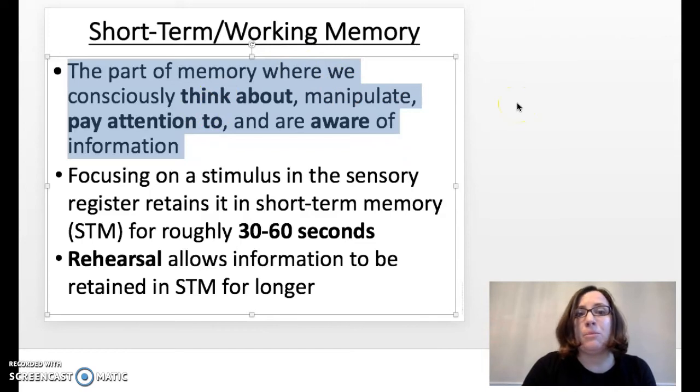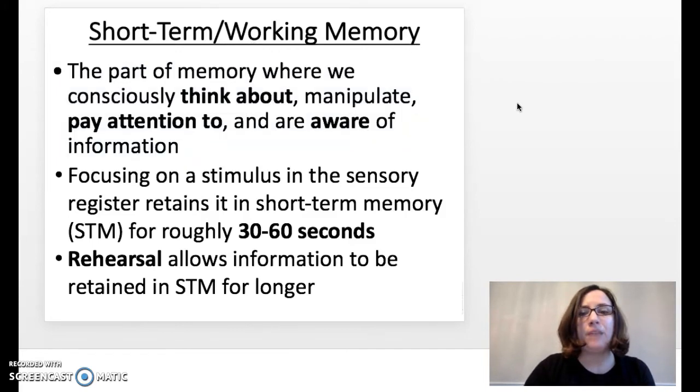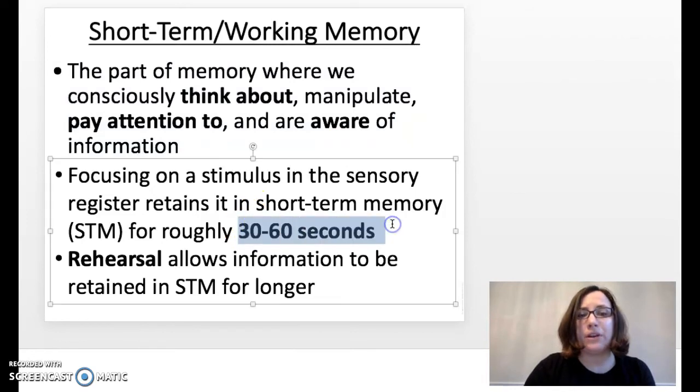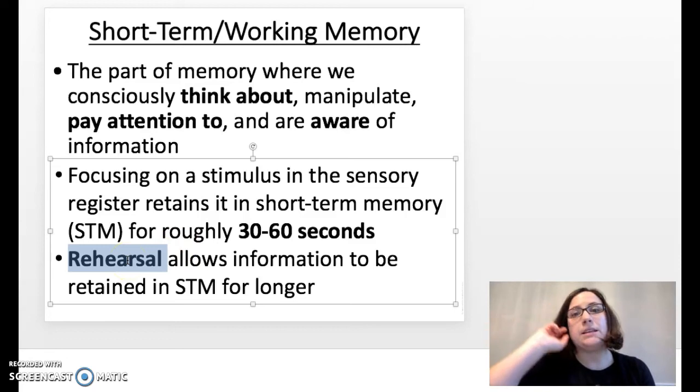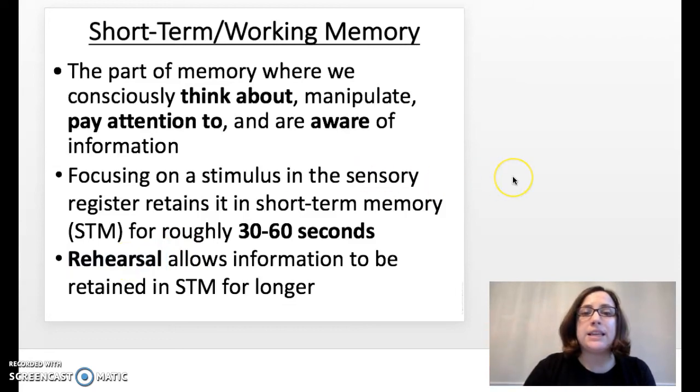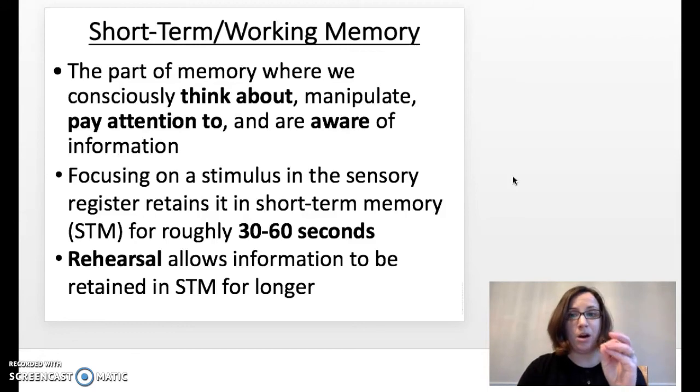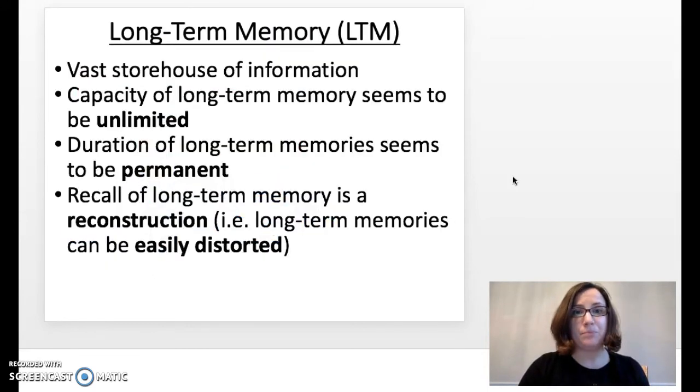So it's the part of our memory where we consciously think about something, manipulate a piece of information, pay attention to something when we're aware of something. It generally lasts about 30 to 60 seconds, and rehearsal is one of the techniques that we can use to retain that information for longer periods of time, so that it can move from our short-term to our long-term memory.